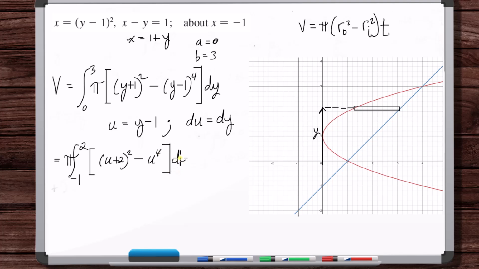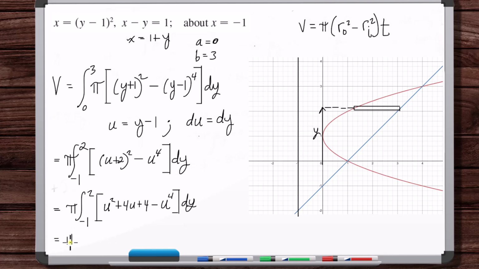Yeah, there you go. Okay, that's a good problem. I might make a short on that. This is a good example of how you can use substitution to simplify an integral. Okay, so from minus 1 to 2, then we've got u squared plus 4u plus 4 minus u to the 4th.